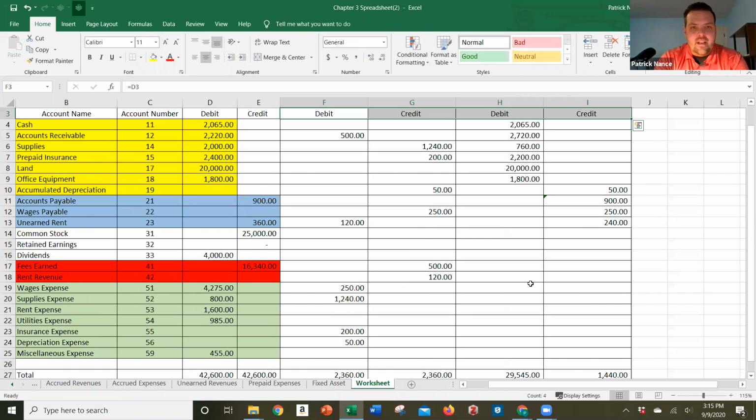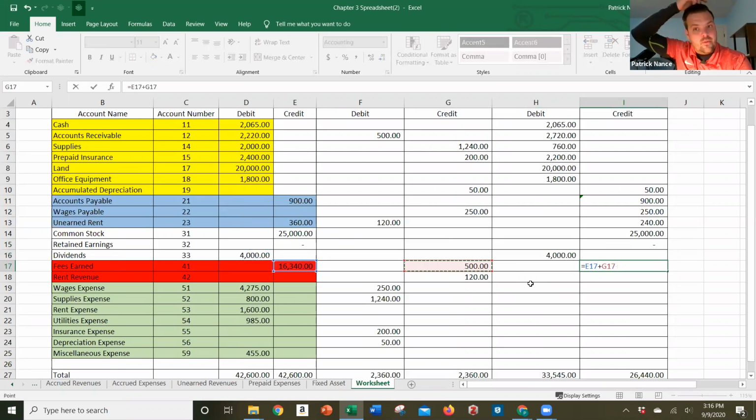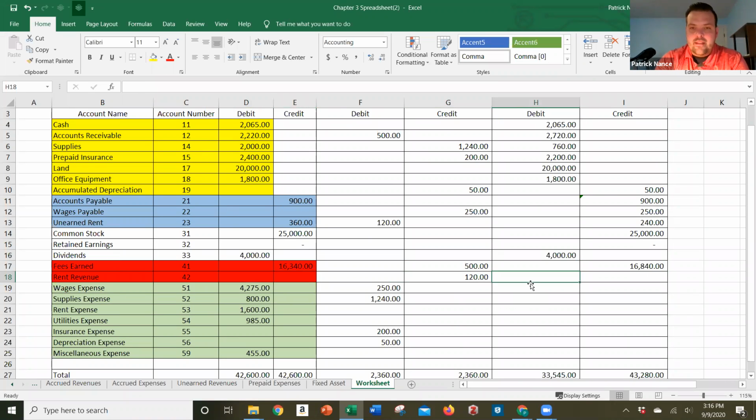Okay. Common stock has a credit balance of 25,000 and nothing happened to it, so I have a credit balance still 25,000. Retained earnings didn't have anything in it for now, it's fine. Dividends has a debit balance of 4,000, no adjusting entry. Fees earned had a credit balance of 16,340 and had a credit, which means it's an increase in credit balance plus a credit. So I add the 500, so now the balance is 16,840. Rent revenue had no balance in it from the unadjusted trial balance, but had a credit on the adjusting entries of 120.